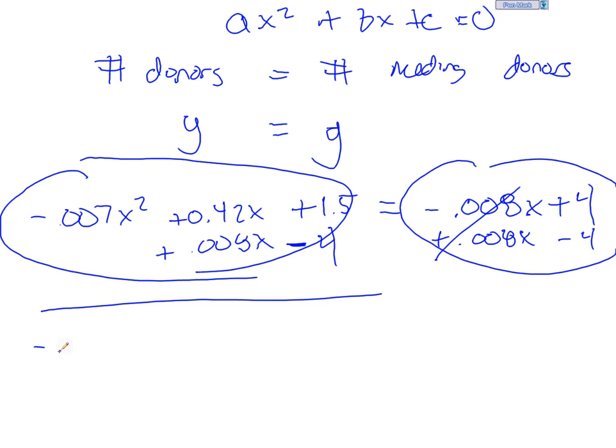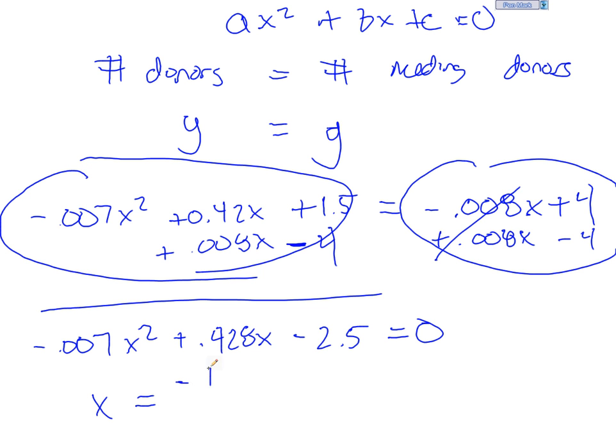So that gives me negative 0.007x squared. 0.42 plus 0.008 will be 0.428x. 1.5 minus 4 will be negative 2.5. And now I have that being equal to 0. So I can set up my quadratic equation, which is x equals negative b plus or minus the square root of b squared minus 4ac all over 2a.